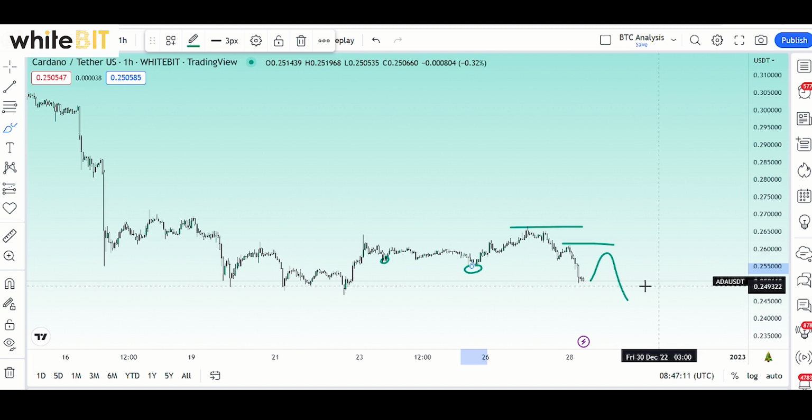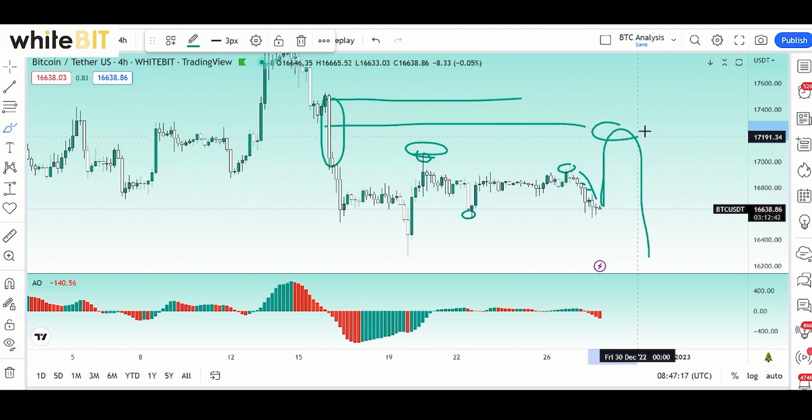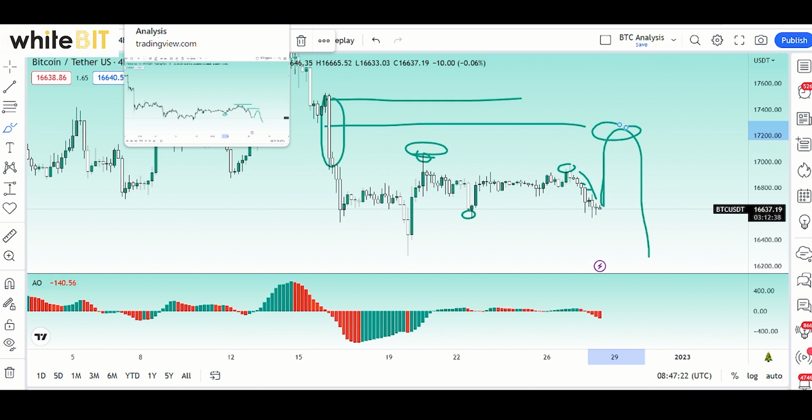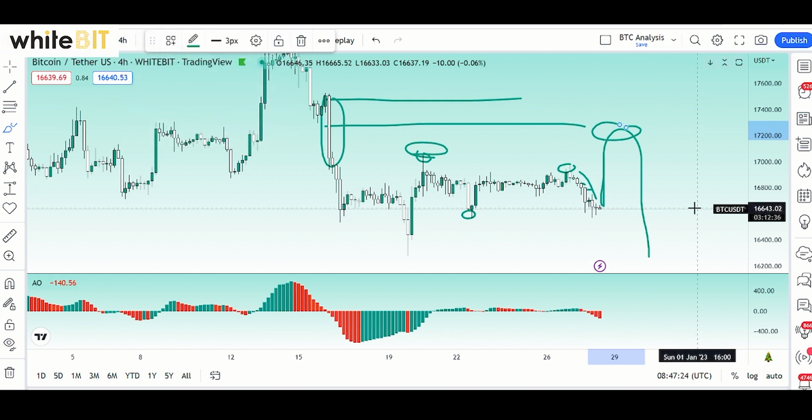And now I am waiting for the bounce to close my long position and open a short position on Bitcoin, because Bitcoin is stronger than altcoins, than Cardano, and it will be a nice opportunity to short the market right here.